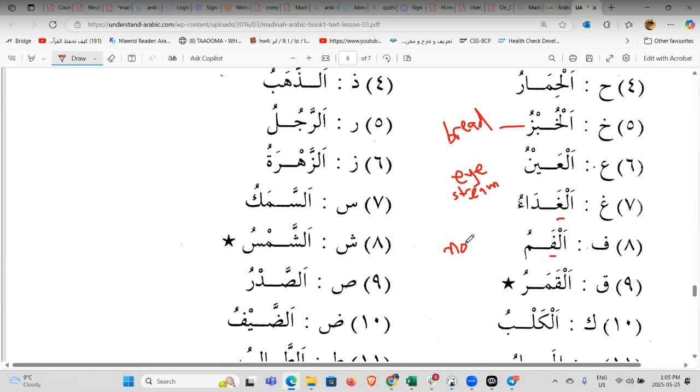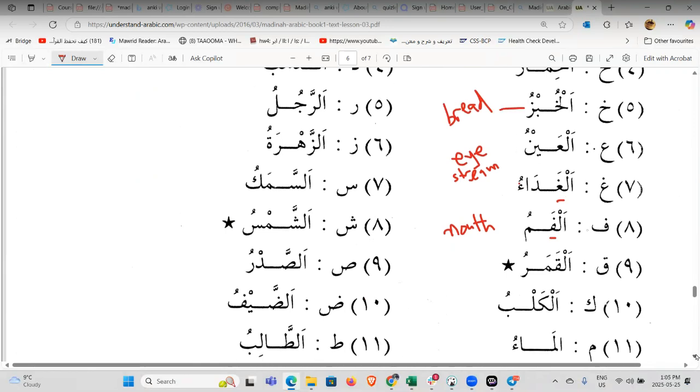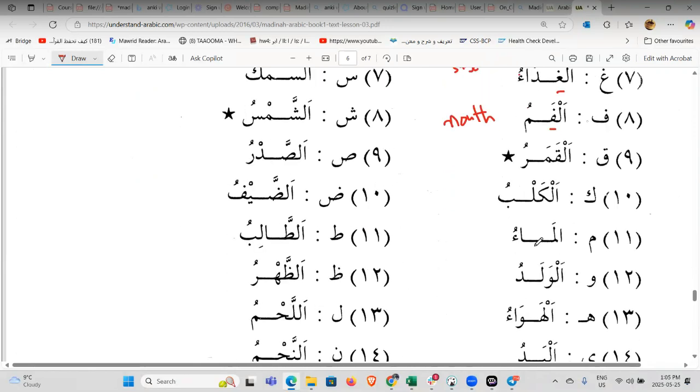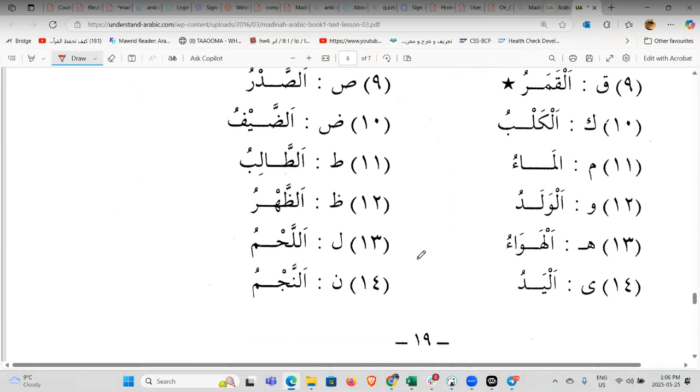Mouth. Al-qamar, the moon, which we already know. Al-kalb, the dog. So kaf is also a moon letter. Al-ma', water. Al-walad, the boy. Al-hawa', air.